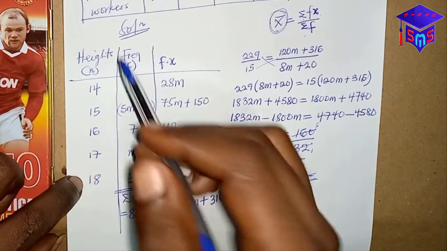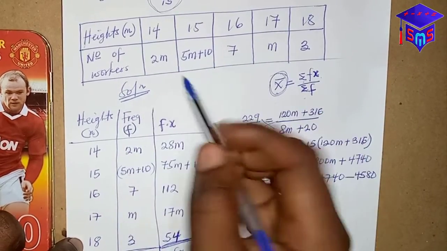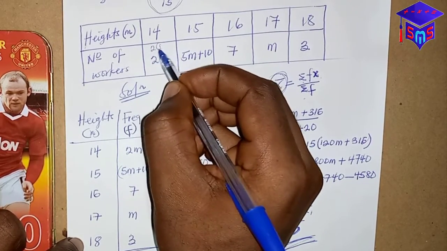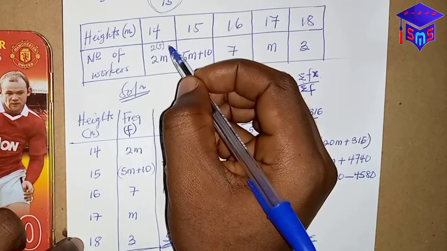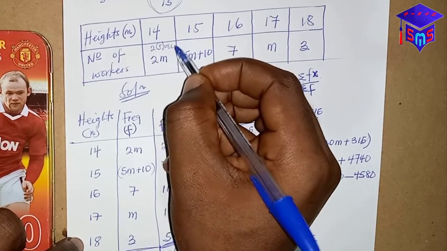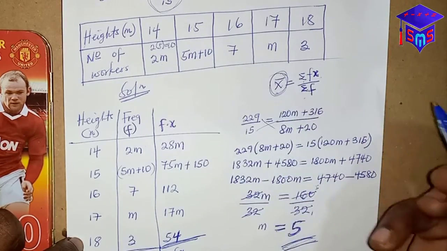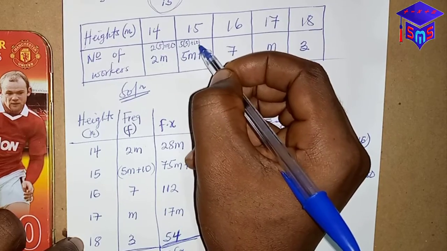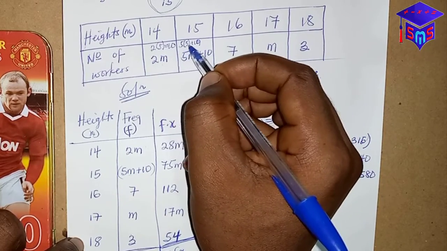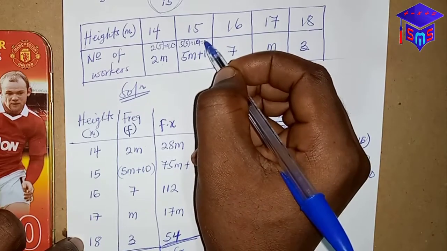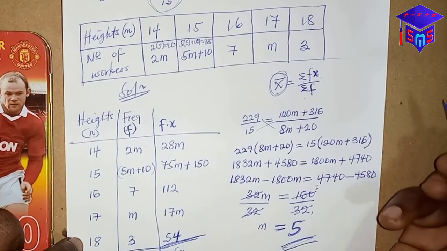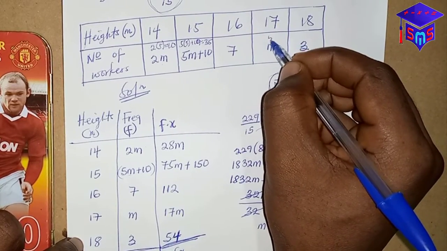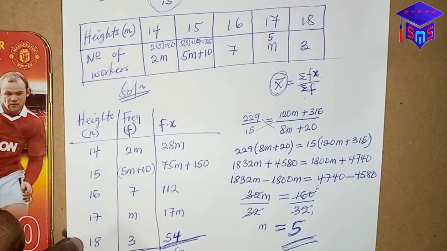Now in case you want to find a frequency for 14, since we know m to be 5, the frequency for 14 is going to be 2 times 5. Okay, and that should give us 10. And the frequency for 15 should be 5 times 5 plus 10. Okay, now 5 times 5 is 25 plus 10, so we should be getting 35. And then the frequency for 17 should be 5, since m is equal to 5.